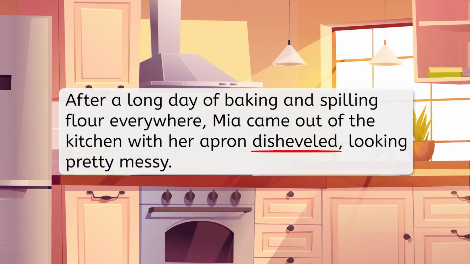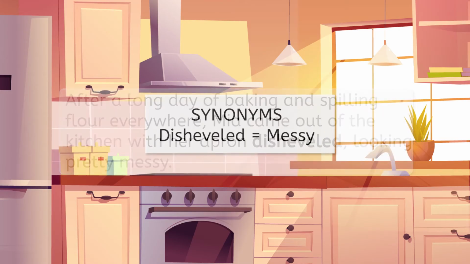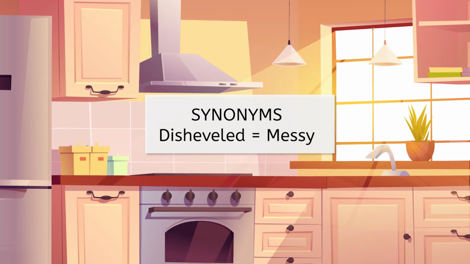Disheveled seems to be describing Mia's apron. I also see the word looking nearby in the sentence. Disheveled must be an adjective that describes what something looks like. Does the writer use any more familiar words to describe what something looks like? Oh yeah, the writer uses the more familiar term messy to also describe Mia's appearance. I know what messy means, which helps me understand Mia's appearance. If Mia's appearance is messy, that helps me understand the meaning of disheveled. Disheveled and messy are synonyms.